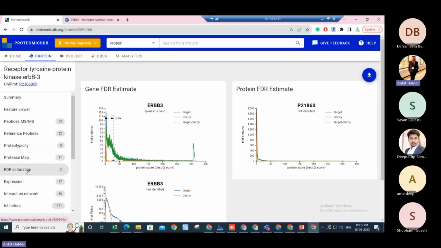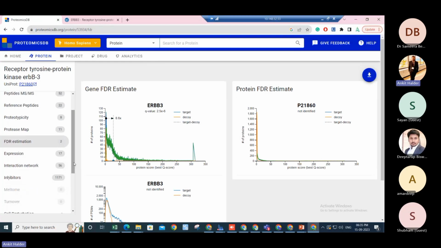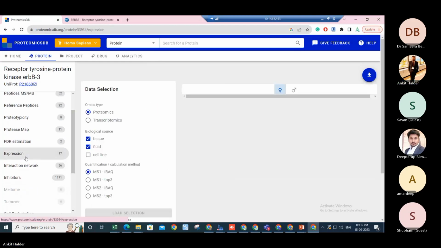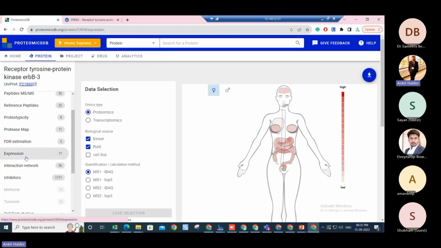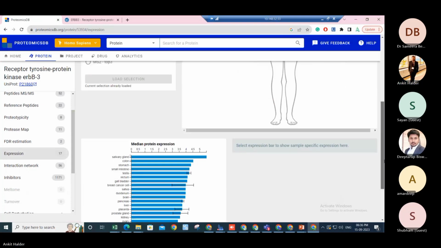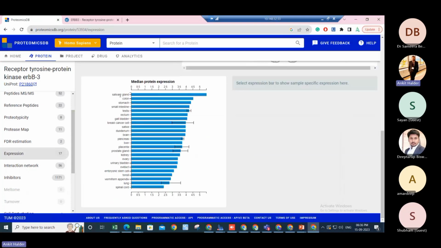Then you will get the general FDR estimates, protein FDR estimates with the target and the decoy network. And this is where it is expressed. So you can see the quantification or calculation method. This is how median protein expression is shown across samples.